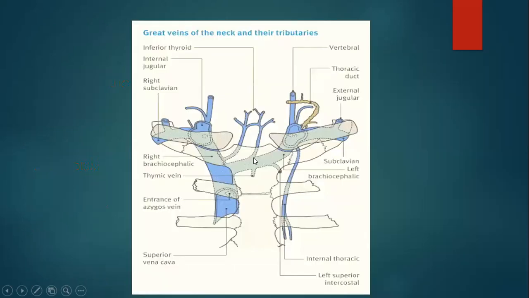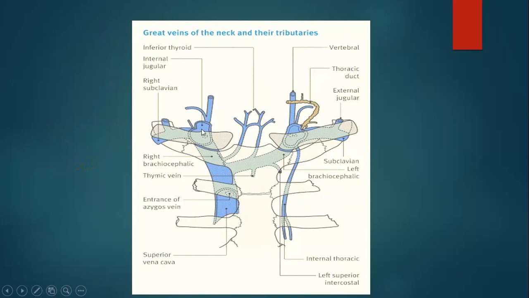If you see here, this is the sternum. This is the manubrium sterni, this is the body of the sternum, and here are the costal cartilages. Here are the ribs, the first rib and its costal cartilage. This is the second costal cartilage, this is the third costal cartilage.